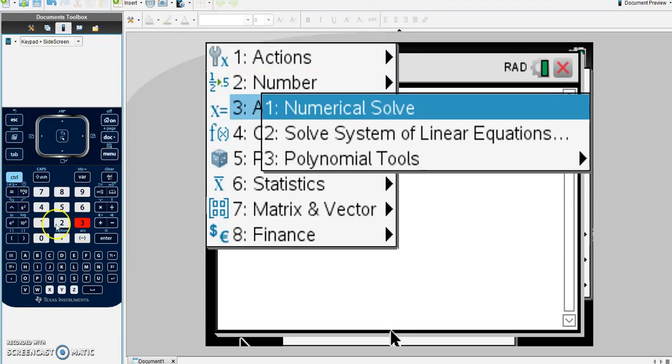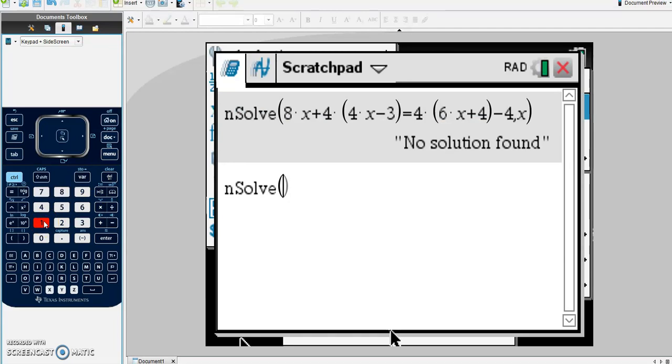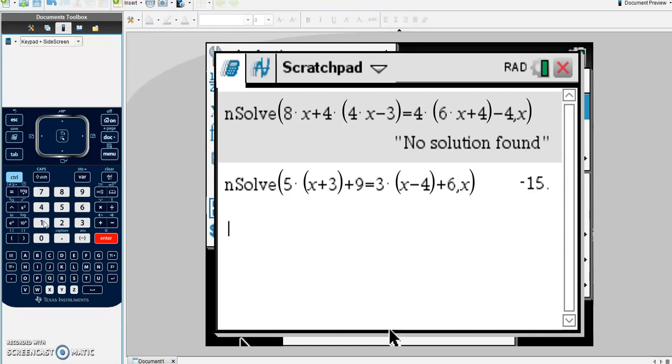So menu 3, 1. Sorry, moving too fast. Menu 3, 1. Okay, so here we go. 5 parentheses x plus 3 close parentheses plus 9 equals 3 parentheses x minus 4 close parentheses plus 6. Again, did I type everything correctly? Okay, looks good. Comma. My variable, again, is x. Enter. So my answer comes out to be x equals negative 15.